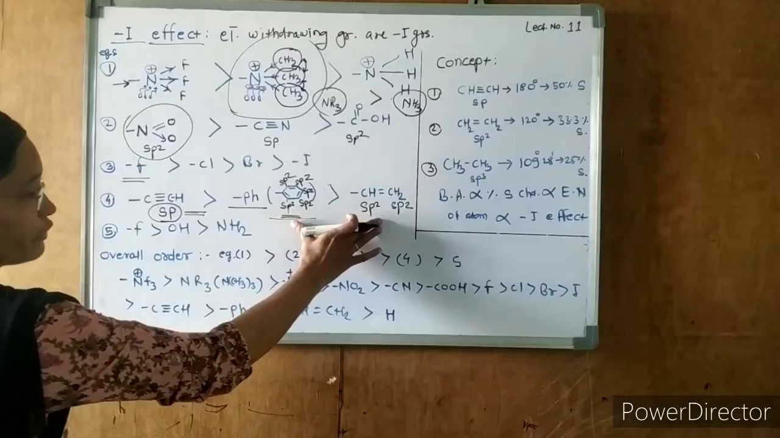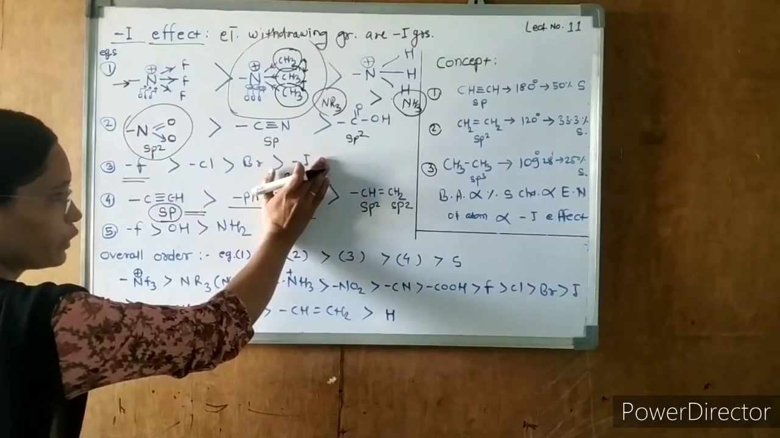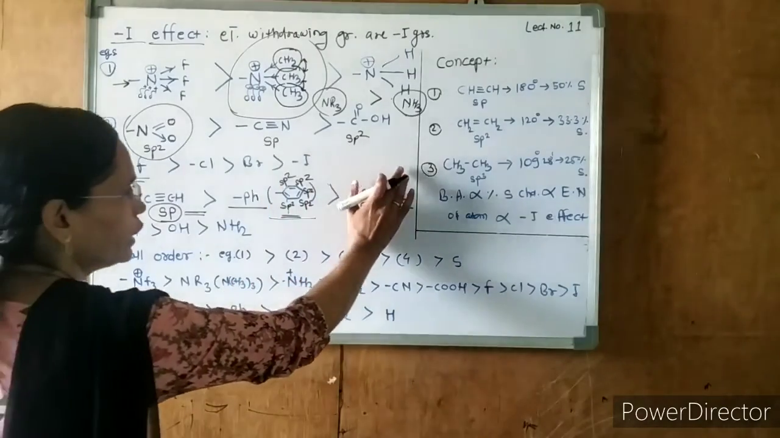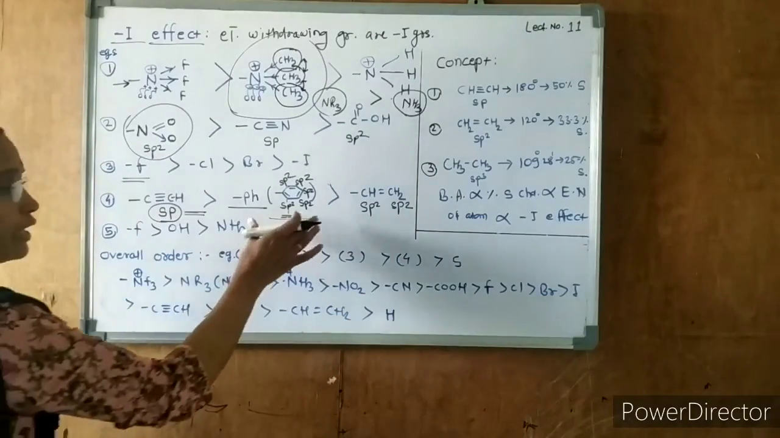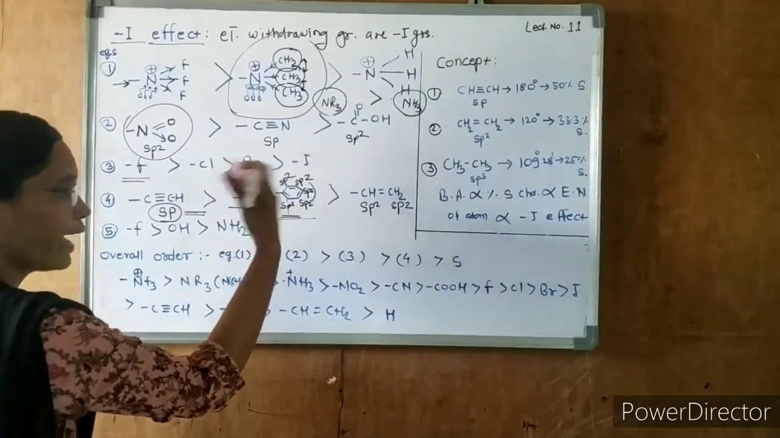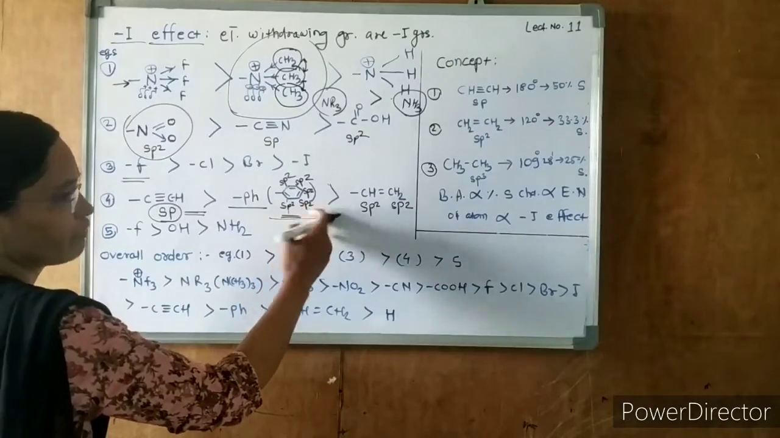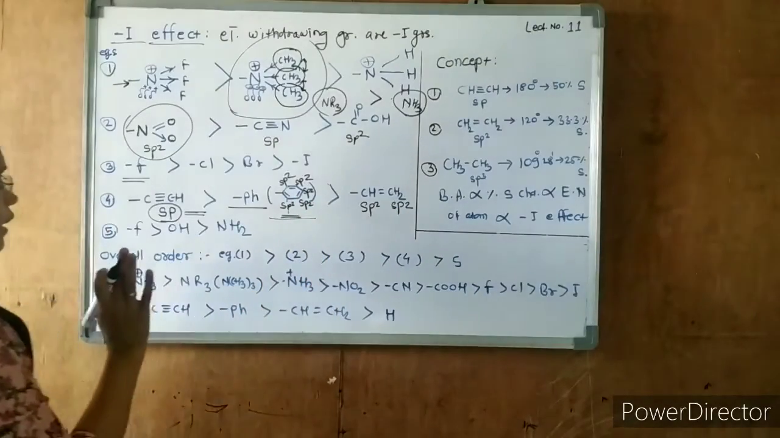What is the reason between these two? More sp2 carbons are here, while here only 2 sp2 carbons are there. That's why this group will show maximum, that is more, minus I effect as compared to this, right?